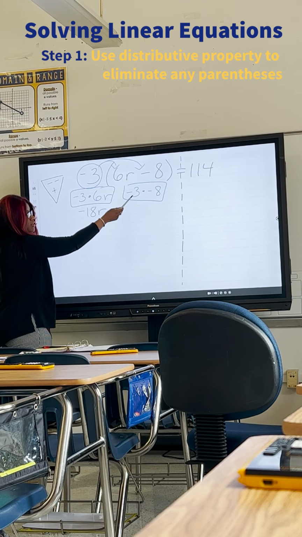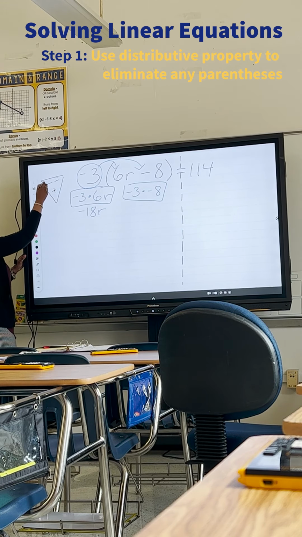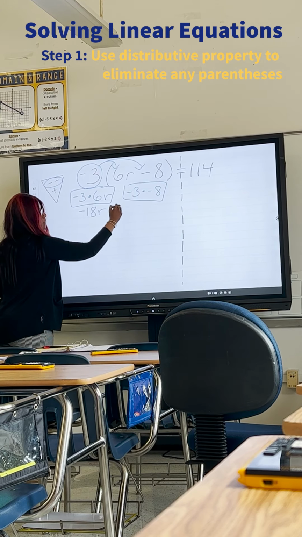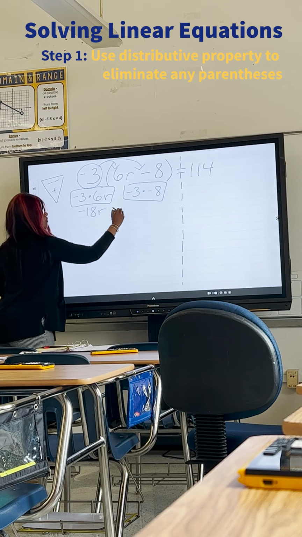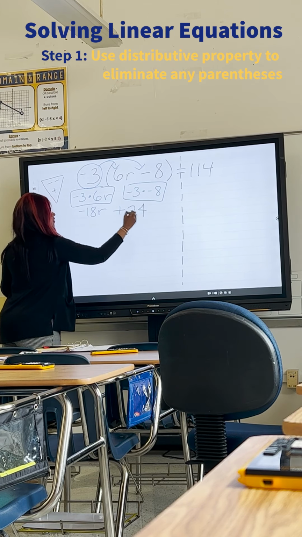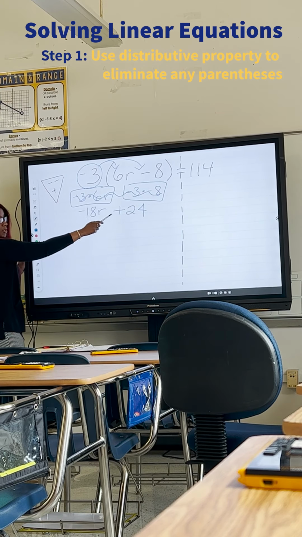Now over here, I have a -3 and a -8. Again, I have two negatives. What is my product? Positive. Positive what? Positive 24, okay? So all of this just became -18r plus 24.